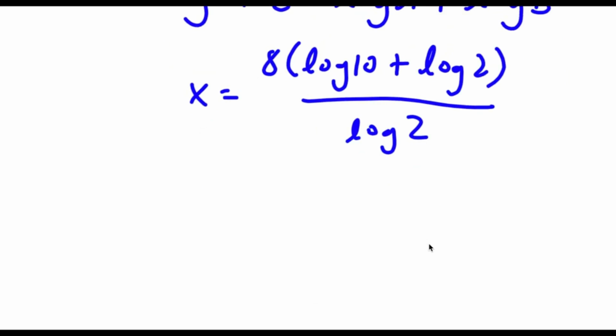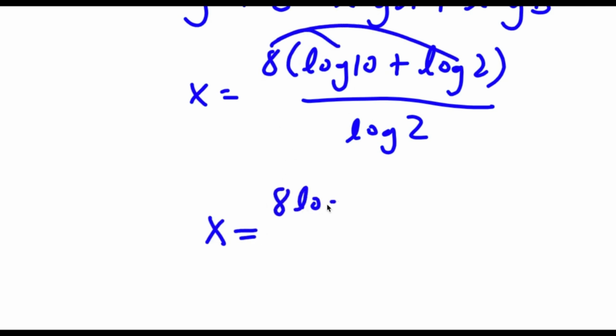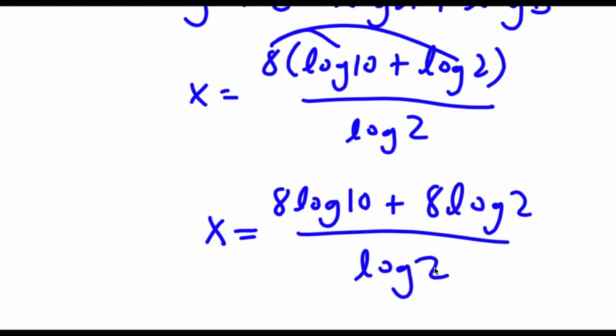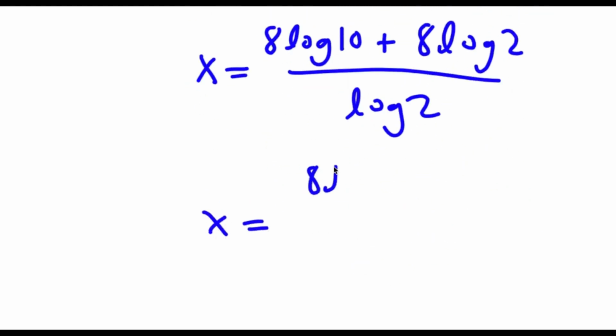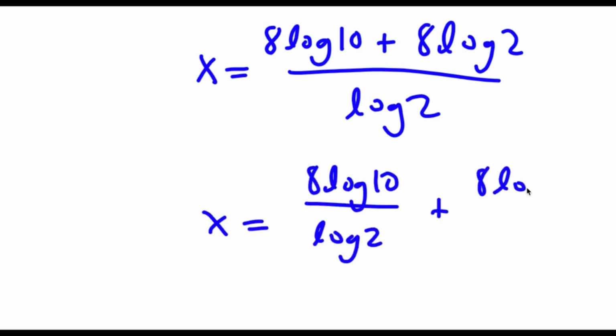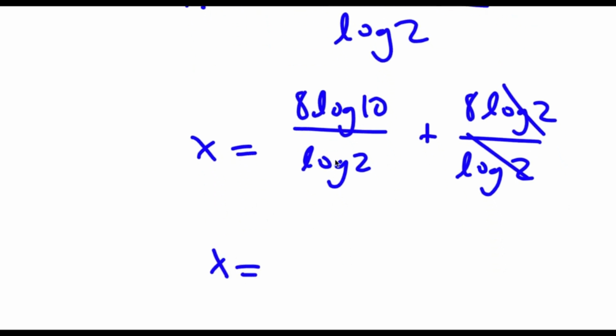So now, if I go ahead and distribute the 8 here to both of these terms, I get x is equal to 8 times log 10 is 8 log 10 plus 8 times log 2, that's going to be 8 log 2. And I have this over log 2. So now this is equal to 8 log 10 over log 2 plus 8 log 2 over log 2. So now these two log 2's cancel out. So now I'm left with, and log 10, that's equal to 1. So I have 8 over log 2 plus 8.